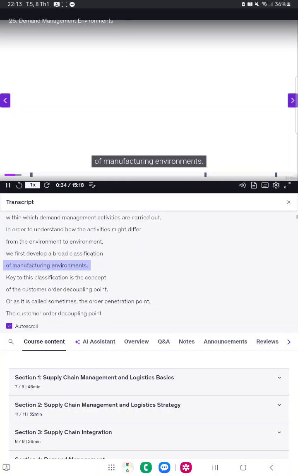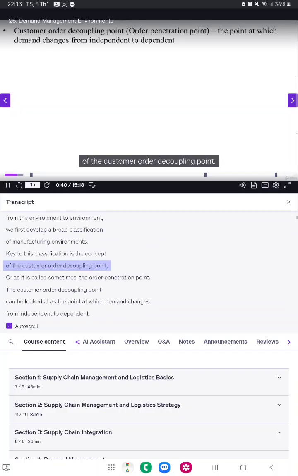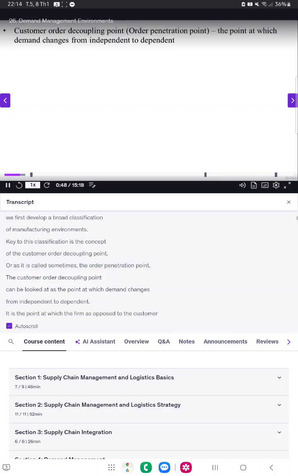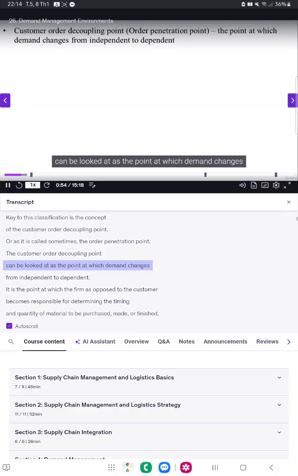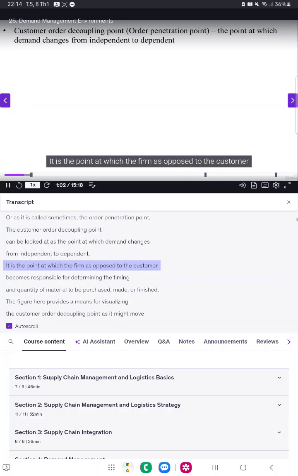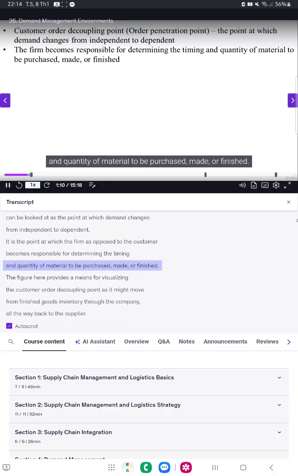of manufacturing environments. Key to this classification is the concept of the customer order decoupling point, or as it is sometimes called, the order penetration point. The customer order decoupling point can be looked at as the point at which demand changes from independent to dependent. It is the point at which the firm, as opposed to the customer, becomes responsible for determining the timing and quantity of material to be purchased, made, or finished.